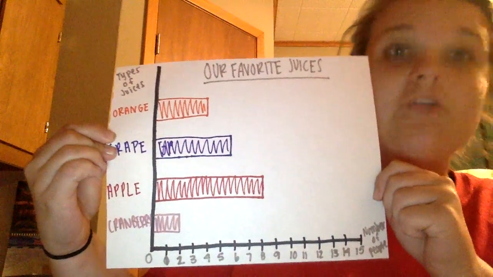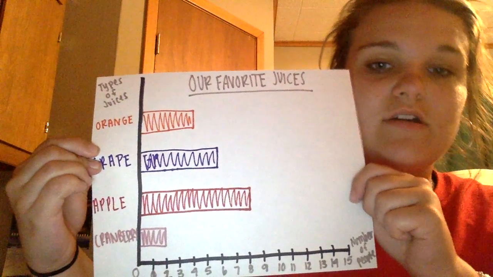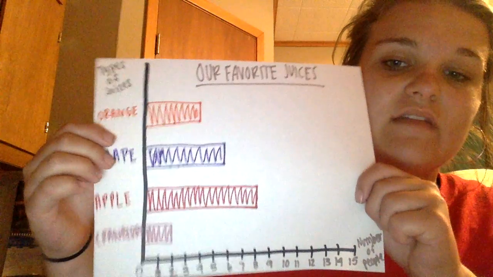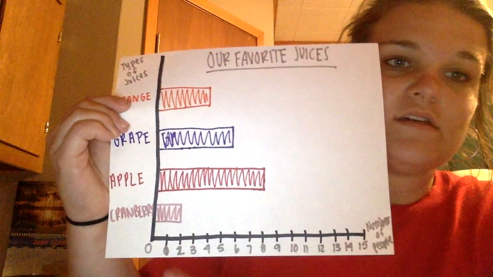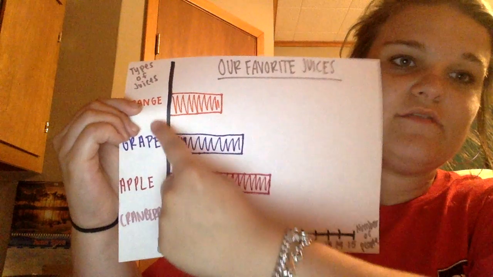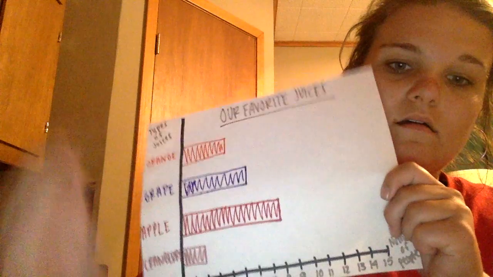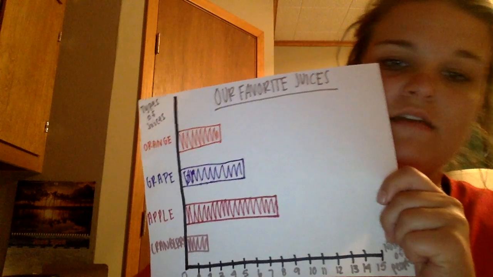Very good. Oh, you have a question? What is an axis? That is a great question. An axis is just the line or the side of the graph. So this is the horizontal axis, and this is the vertical axis. Okay, good. I'm glad you understand.